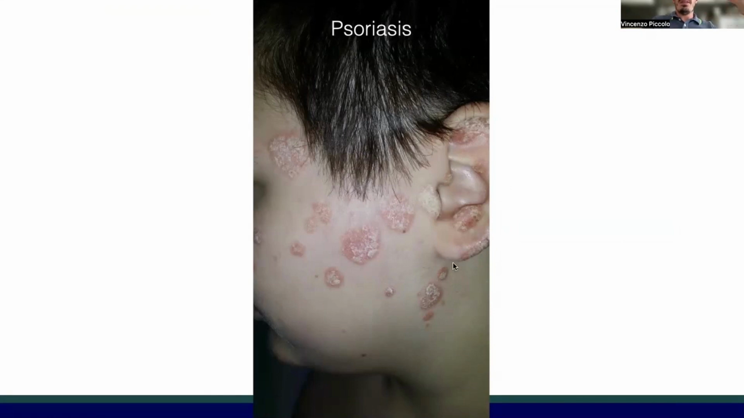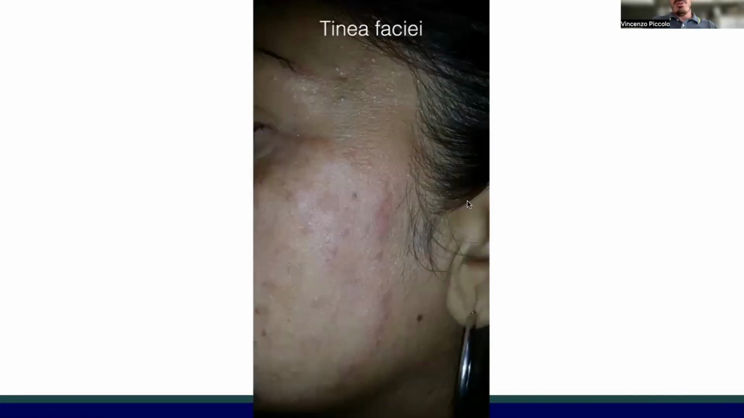It may be a reason for systemic treatment, and in the era of biological treatment, maybe the appearance of psoriasis on the face may be a good reason to start a systemic treatment in children too.